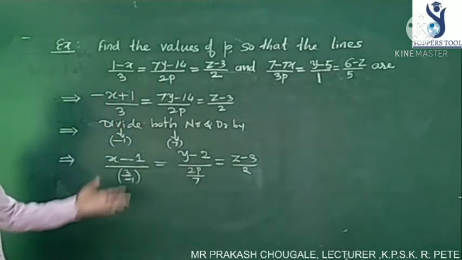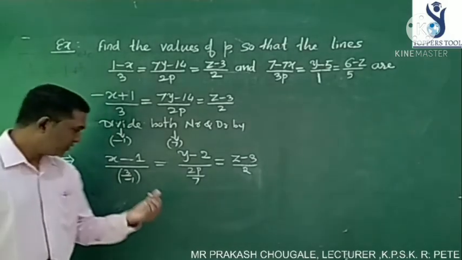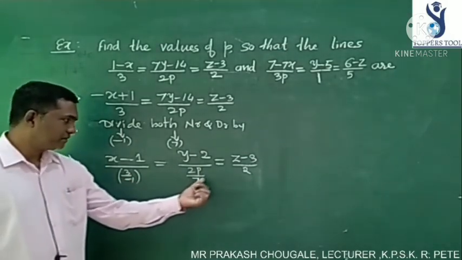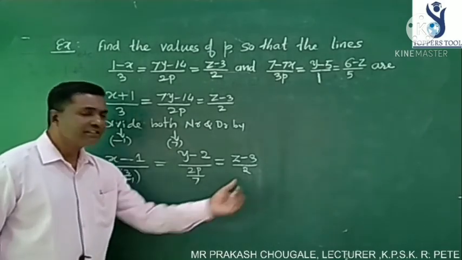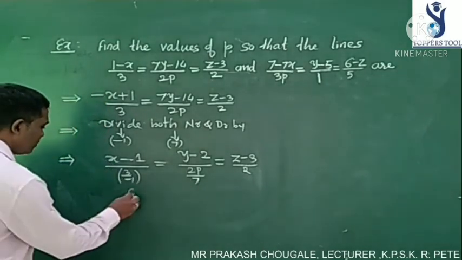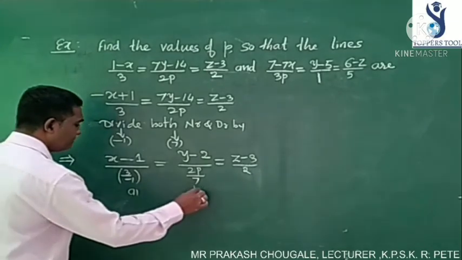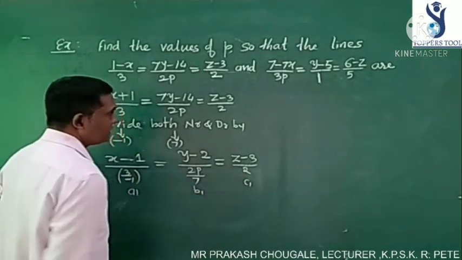Now you can tell what the direction ratios are. So these are the direction ratios. This is your A1, this is your B1, this is your C1. Okay, so A1, B1, C1.